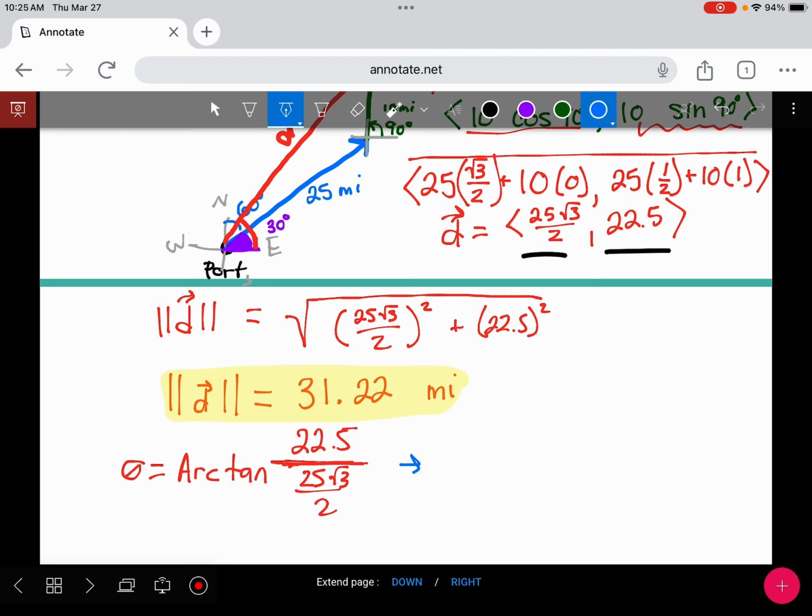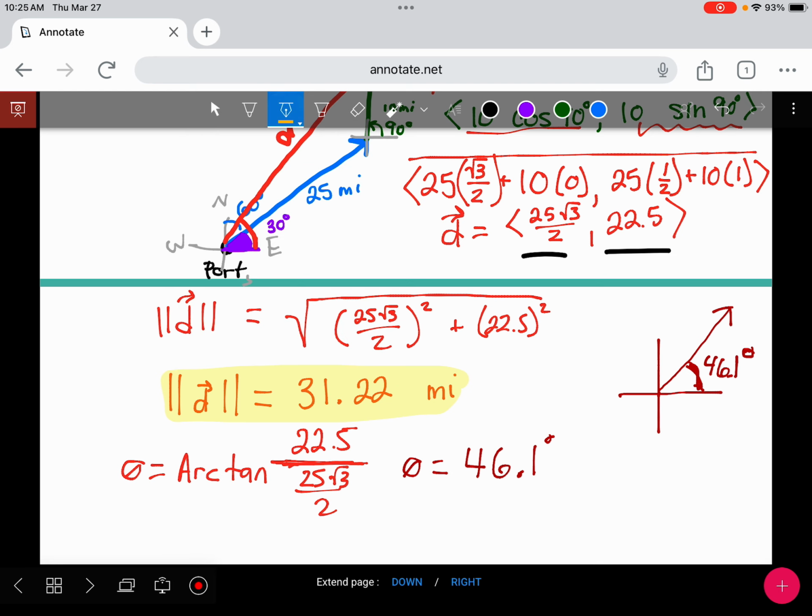But since we're using the calculator anyway, we can let the calculator do the work. Just be really careful. Because what do we get as our theta here? I'm not going to use blue. 46.1. Yeah, we should get 46.1 degrees. That means when they were leaving port from standard position, they went 46.1 degrees. That's this angle here.